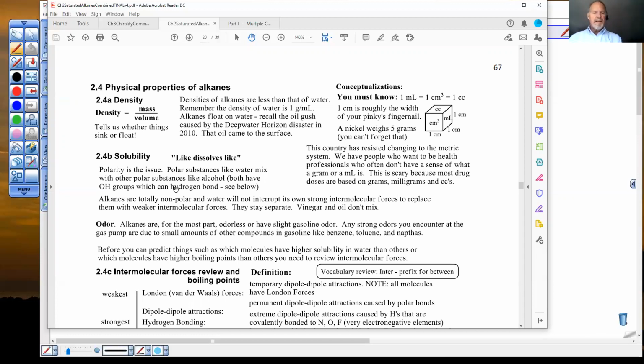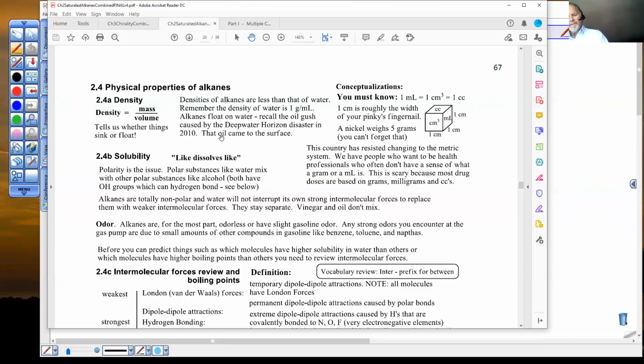We had things like solubility, boiling points, and melting points, and density. And let's look at density while we're here. Density is the ratio of an object's mass to its volume. The most common units are grams per milliliter.